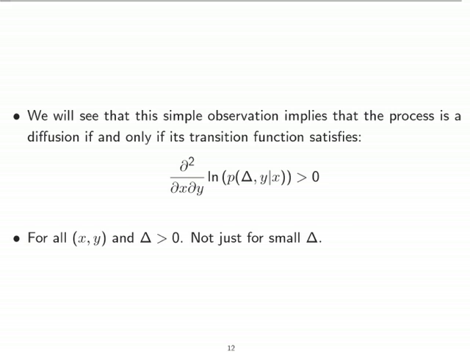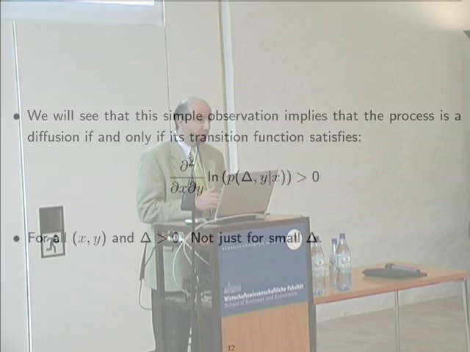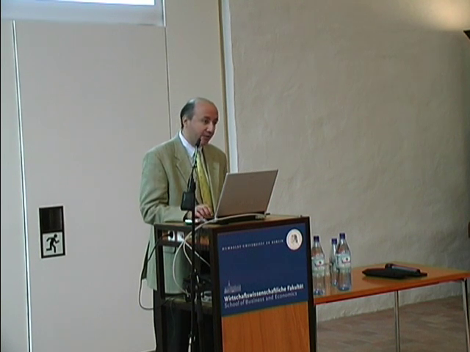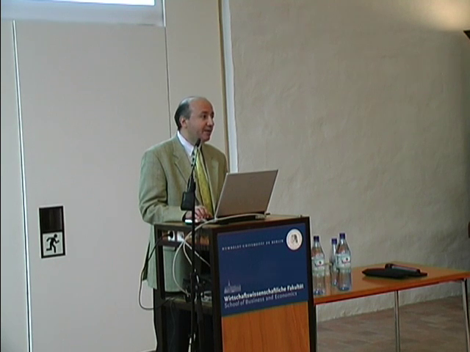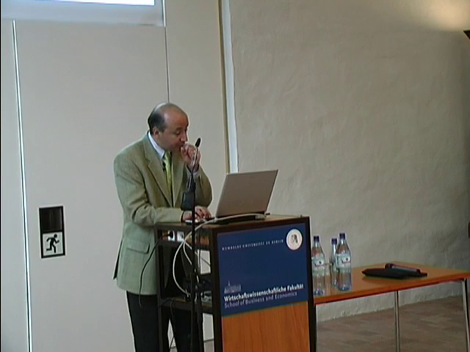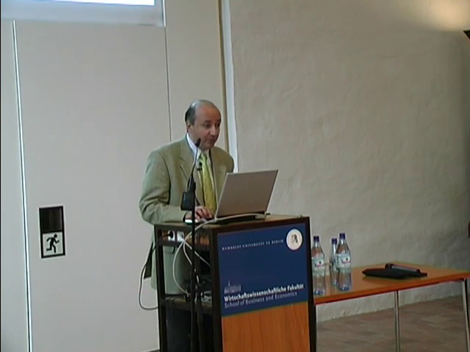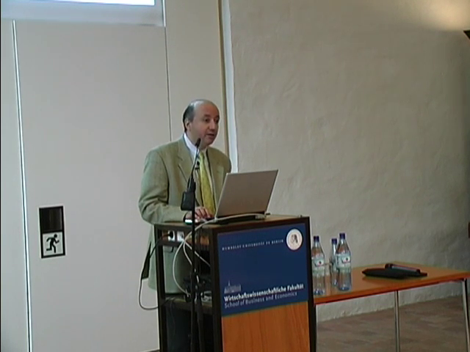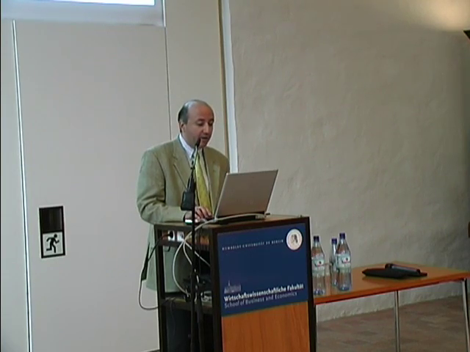That's the key. The key, of course, is that it's not just true in the limit when delta goes to 0, but it's true for any time intervals, and of course it has to be true for every x and y. So all by itself, any violation of this anywhere would be enough to prevent you from saying that you have continuous sample paths. Now that, of course, is a testable hypothesis. That's a testable implication of the continuity of sample paths that you can test at low frequency if you wish.